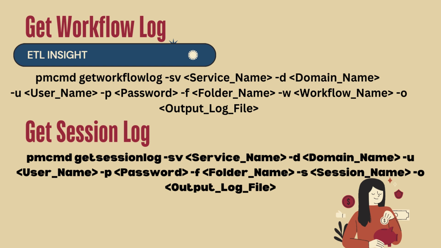The next set of commands would be very important. Get the workflow log. Sometimes the logs are not shown on the monitor. If you want to get them through Unix, you can use these commands: pmcmd getworkflowlog and pmcmd getsessionlog, with all the parameters which are specified here. Here, the log file can be given its own name and then saved on the system based on the path you are choosing.